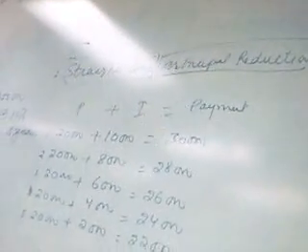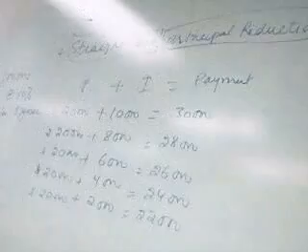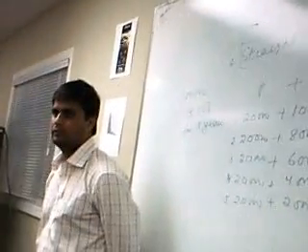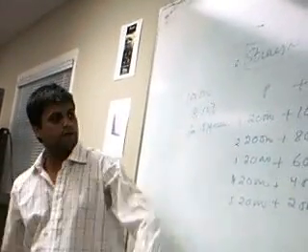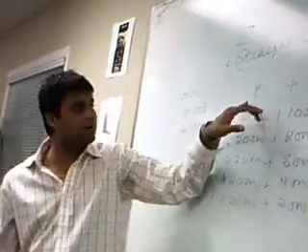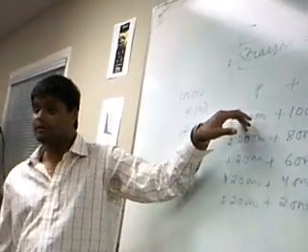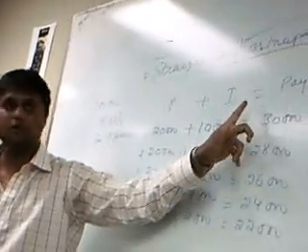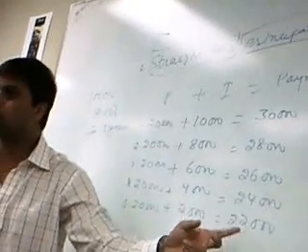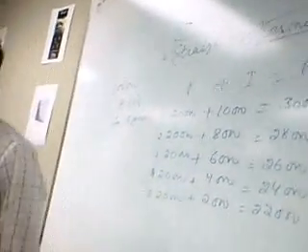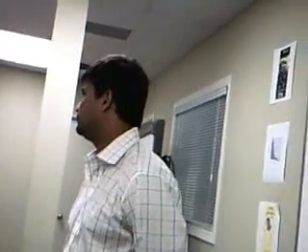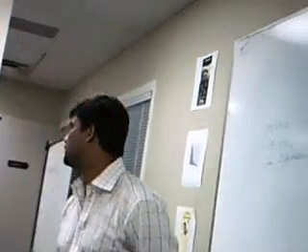So payments decline over time. Principal remains the same, but the payments decline. These are the payments: 30, 28, 26, 24, 22. And it's paid off in 5 years. That's straight line principal reduction.